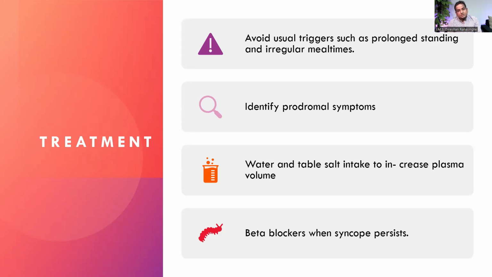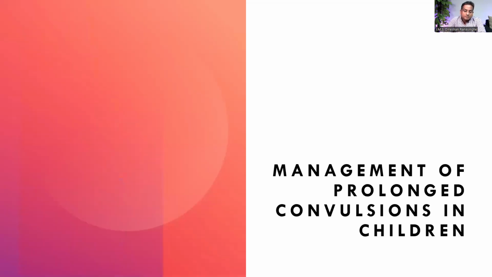You have excluded a cardiac problem. You have diagnosed that this is not a seizure or epilepsy. Then you might, in very few instances, decide to give beta blockers. Sometimes fludrocortisone has also been used, which has the same effect as giving water and salt. It increases the plasma volume, and that should be reserved for children who are frequently fainting. So that is for faints. Then we go on to management of prolonged convulsion.